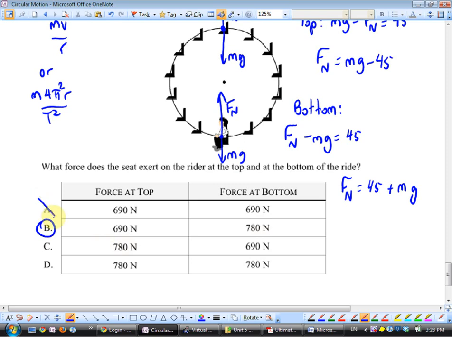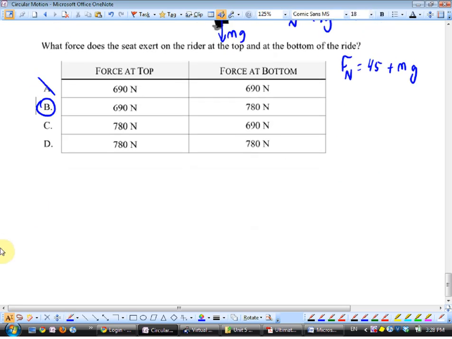Right? By the way, I would have said that one's wrong. It's not the same in both. I've been on Ferris wheels. You feel lighter at the top. You do. Okay? So those are vertical circles. Yeah. But I'm a nerd. I think differently from most of you guys.